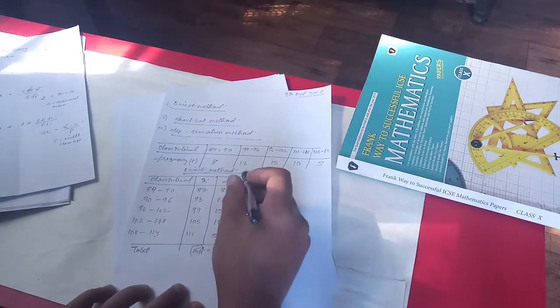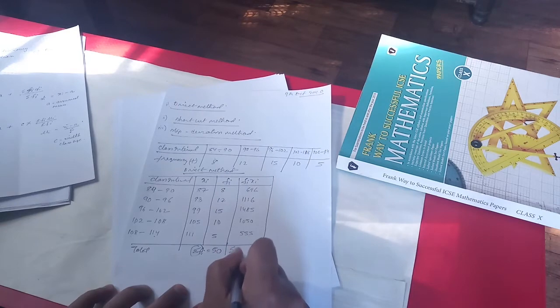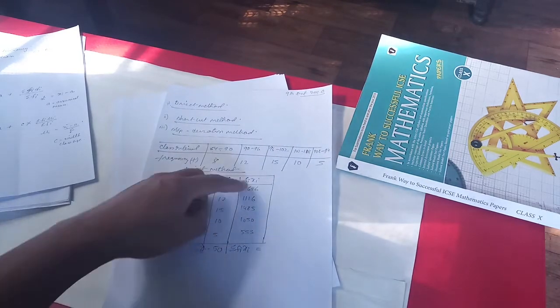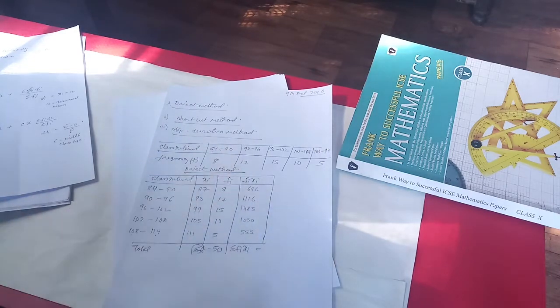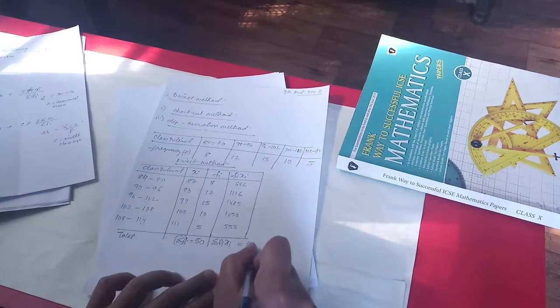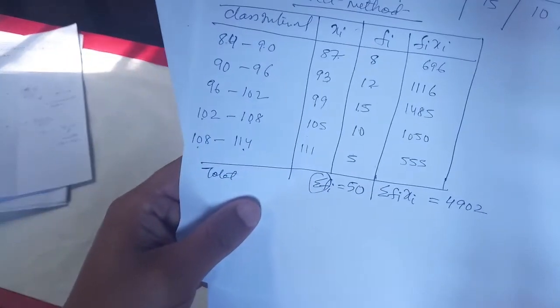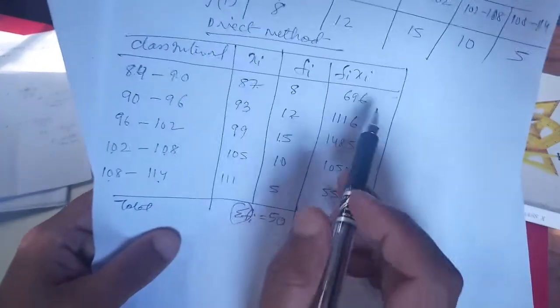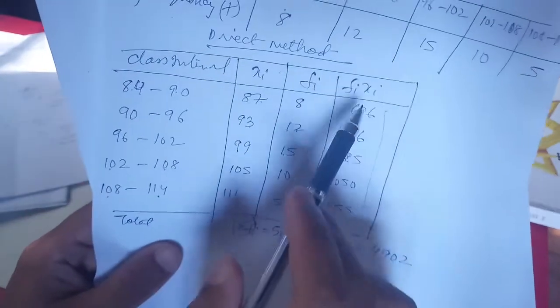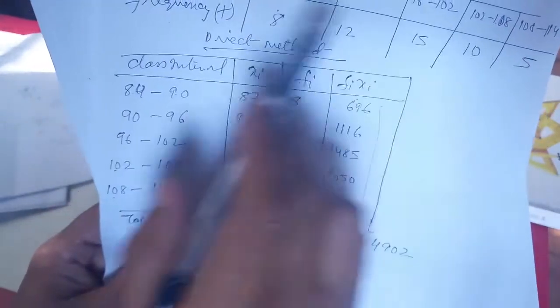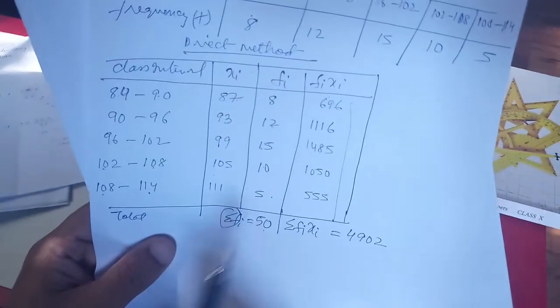Okay, so in the same way, you have to add the summation fi xi. So summation fi xi means addition of all this. It is a big number. Since I have already added for you, I'll just write it, 4902. So the next step will be this: you just have to add all the data you have, and your summation fi, the total number of this data, is 50.